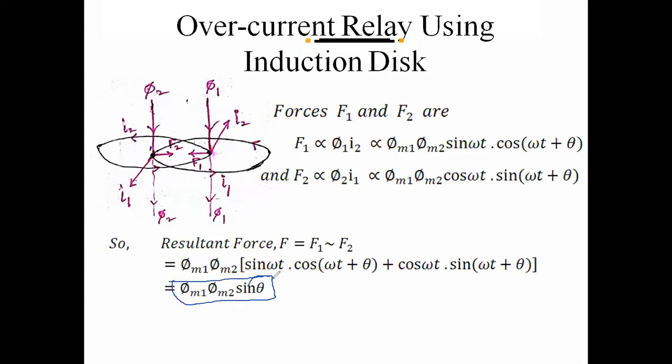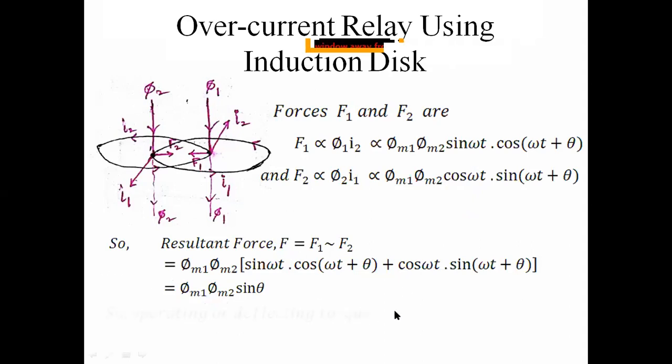So this theta is very important. Suppose the value of theta is equal to 0 degrees. Then what will be the value of sin theta? Sin theta is 0, so the resultant force also becomes 0. So this will not rotate. The phase angle difference theta between phi 1 and phi 2 is very important. Without this phase angle difference, this will not rotate.